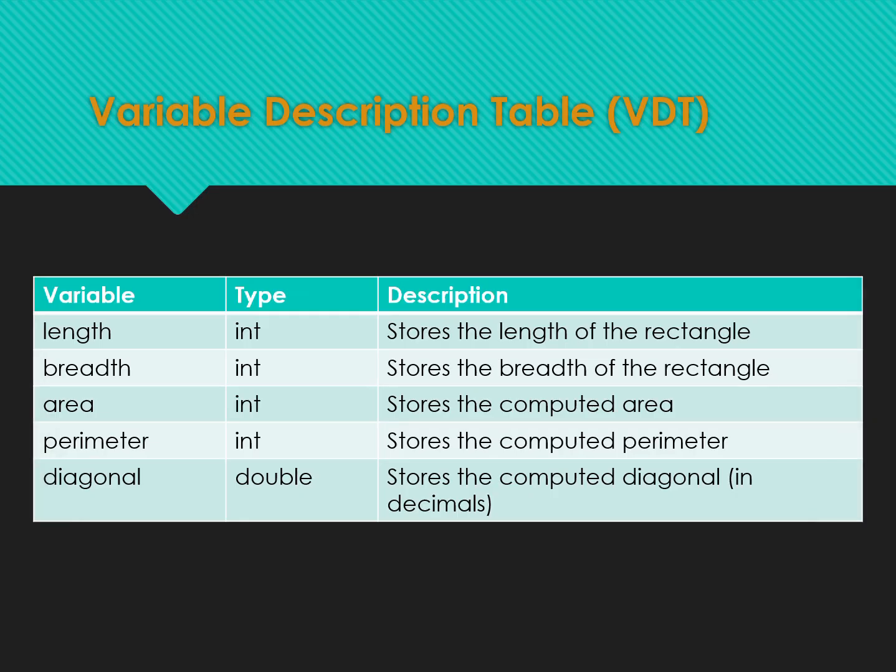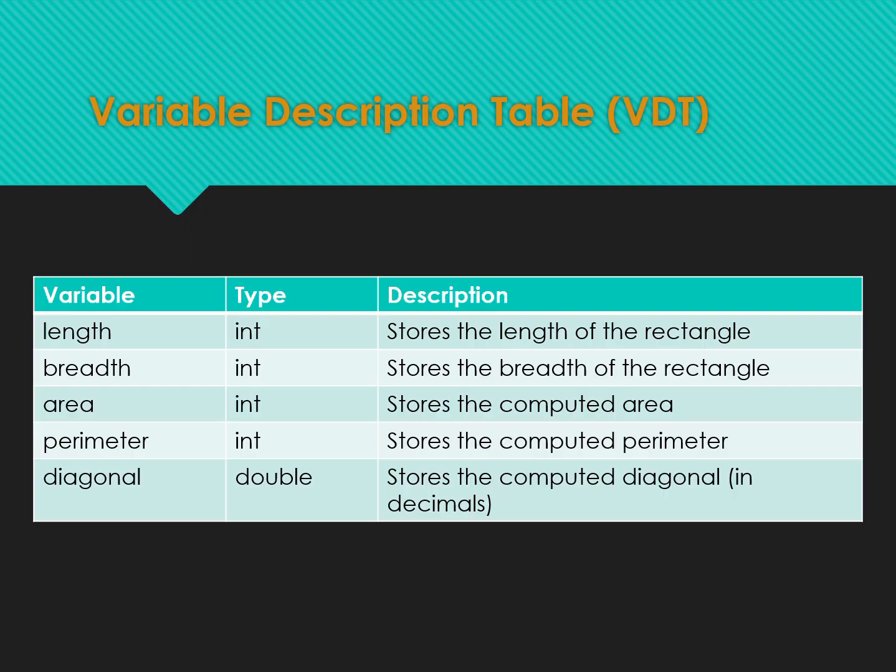In this slide, we take a deeper look at the data that flows through the program using a variable description table, or VDT. This table helps us understand the role of each variable used in the rectangle class. The first 2 variables, length and breadth, are both integers. These store the dimensions of the rectangle as entered by the user. Next, we have area and perimeter, also of type int. These variables are used to hold the computed values of the rectangle's area and perimeter, which are always whole numbers if the inputs are integers.